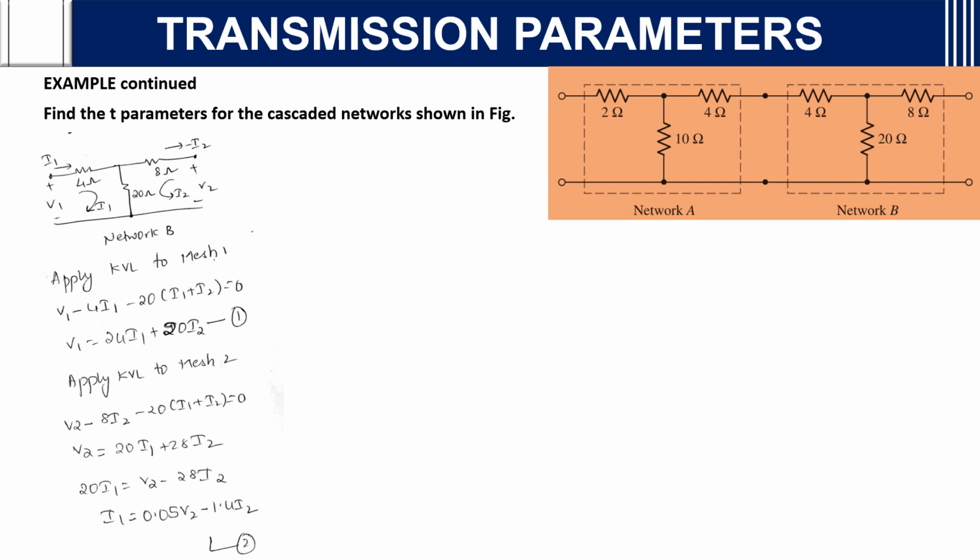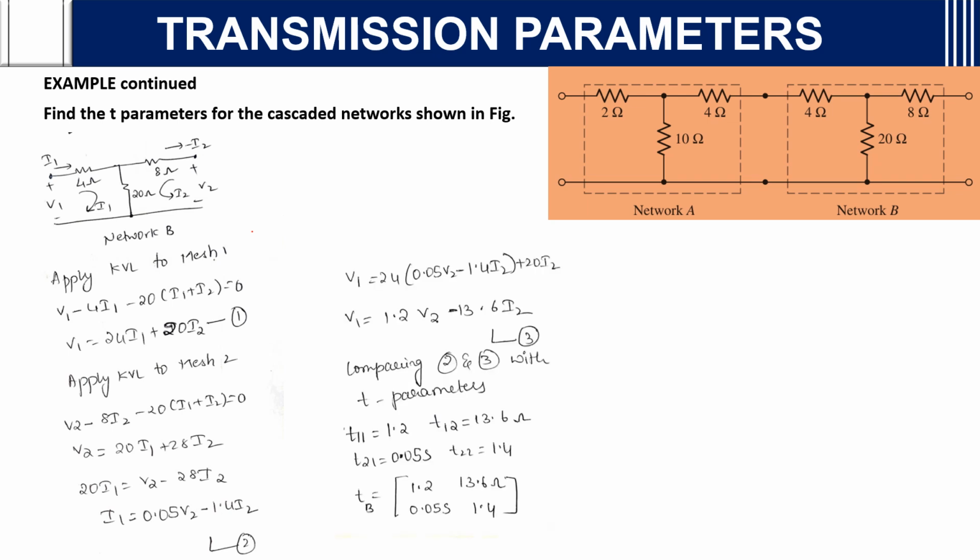For T11 and T12, what do we need to do? We need to substitute this I1 in the first equation. You need to know the parameters so that you can easily manipulate the equations as you wish. V1 is equal to 24 into (0.05 V2 minus 1.4 I2) plus 20 I2. In this equation we have only substituted the I1 value. We want it in the form of V1, V2 and I2. So V1 is equal to 1.2 V2 minus 13.6 I2. So 1.2 is T11 and 13.6 is T12. The TB matrix is 1.2, 13.6 ohms, 0.05 Siemens and 1.4.